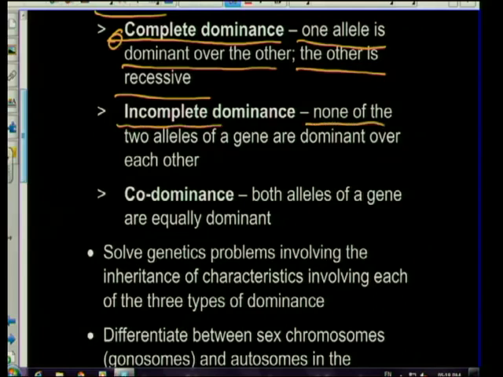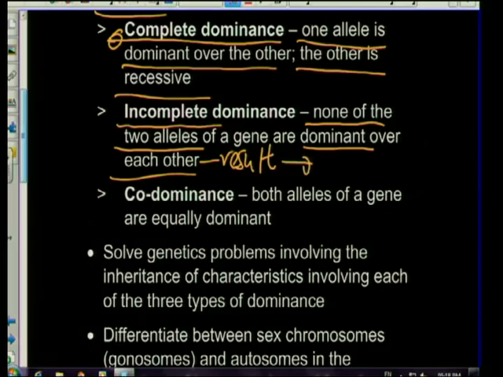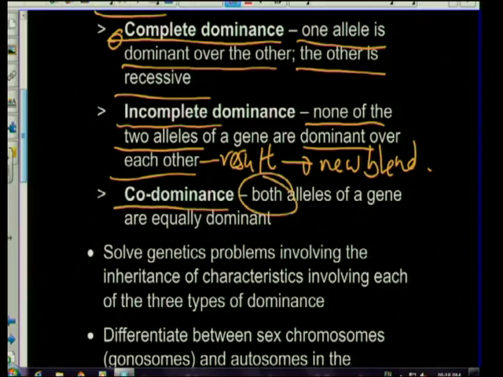Incomplete dominance means none of the 2 alleles are dominant over each other. None of them. And in the result, we would see a new blend forming. And codominance, both alleles are equally dominant. Co-partners, that means both the partners are equal in the business. So here codominance, they are equally dominant. So those are the 3 things that you need to know there.